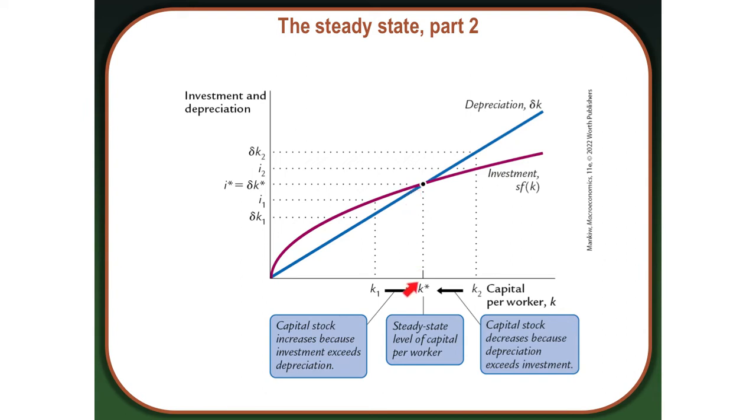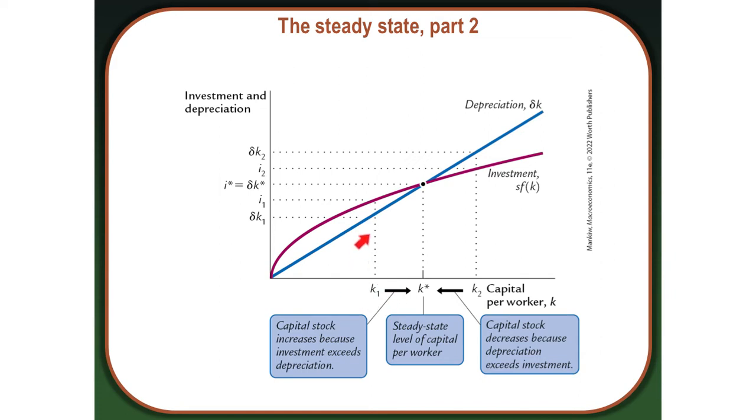If we drop down to the x-axis, we find the particular level of capital per worker that brings us to equilibrium. That represents the long-run equilibrium value of little k, or in other words, the steady-state level of capital per worker, K star. So what would happen if we have less than K star for some reason? Well, let's say we're at K1, which is less than K star.